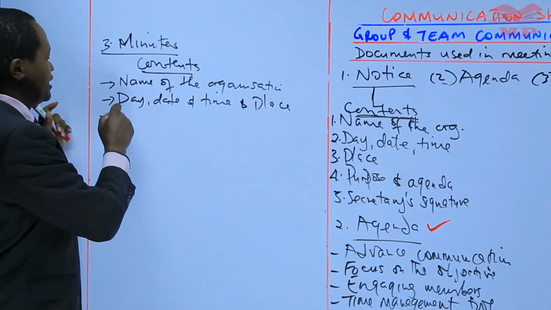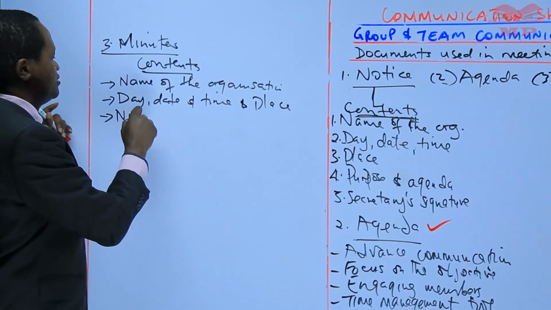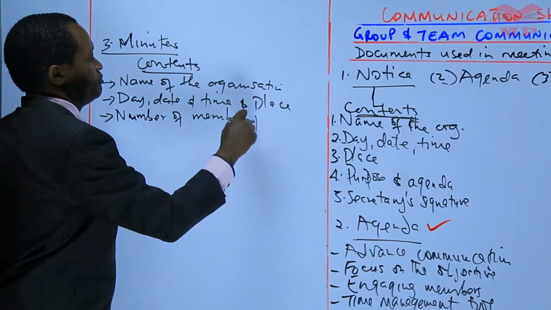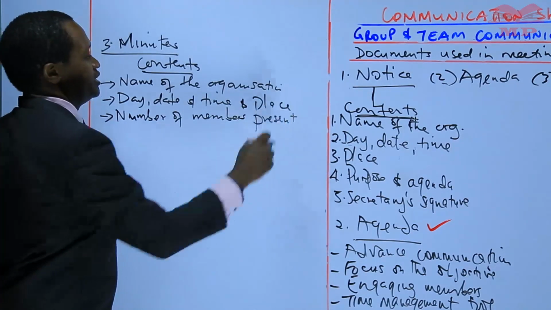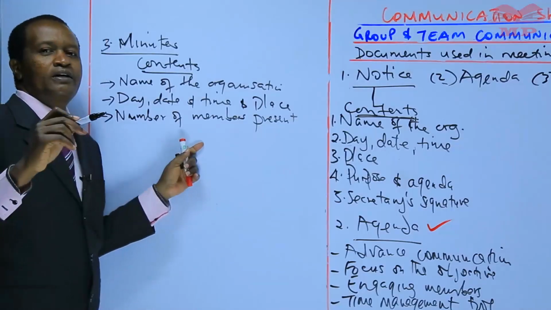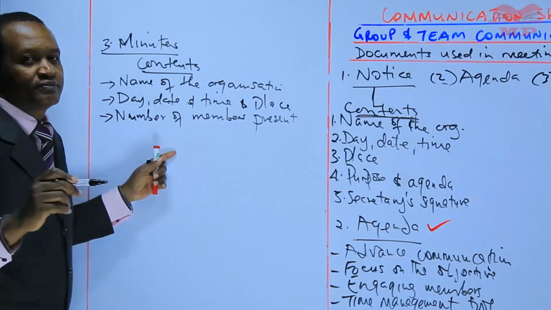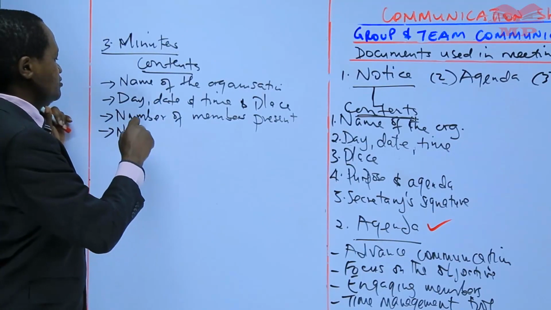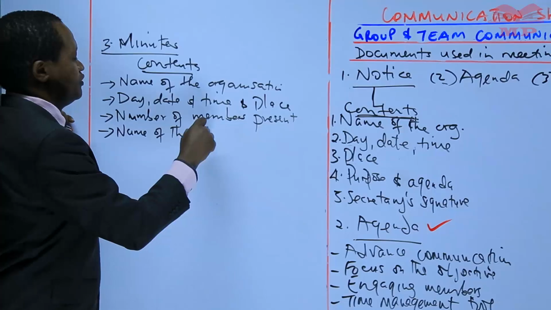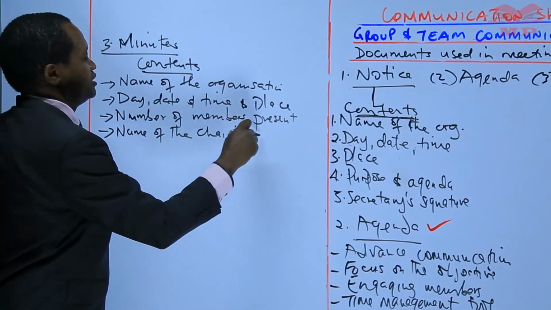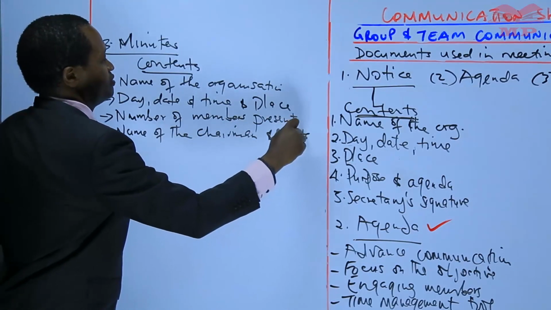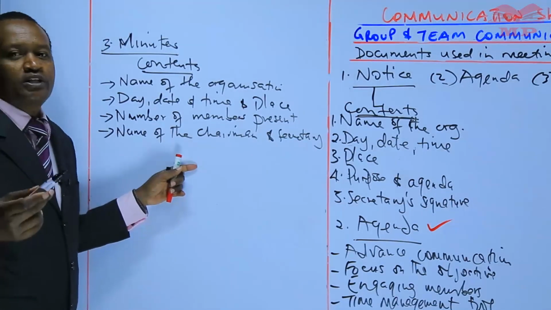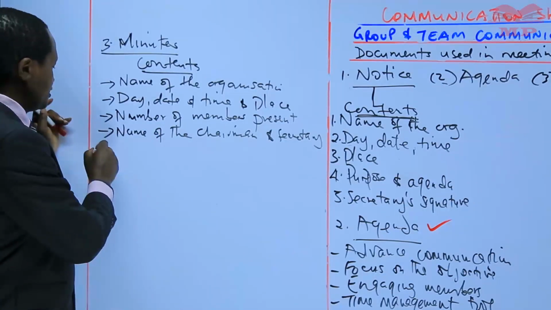Number two, minutes should indicate the number of members present at the meeting. Minutes should indicate the name of the chairman, the one who chaired the meeting, and the secretary. The name of the chairman and the name of the secretary are important to also be included in the minutes.